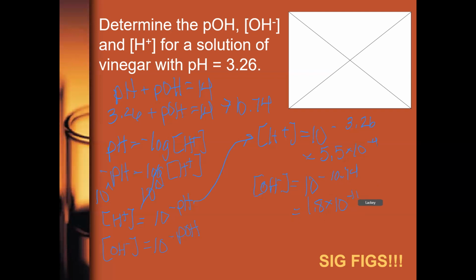And one thing to note, pH and pOH do not have units. Remember, whenever the hydrogen and hydroxide have brackets, those are concentrations. They are molarities. So make sure that you include units with those.